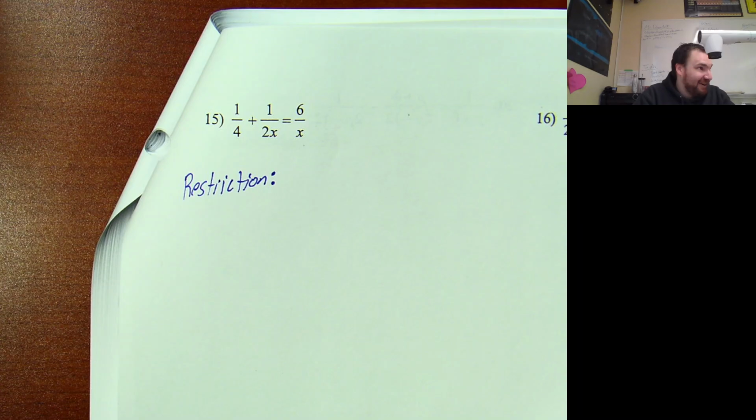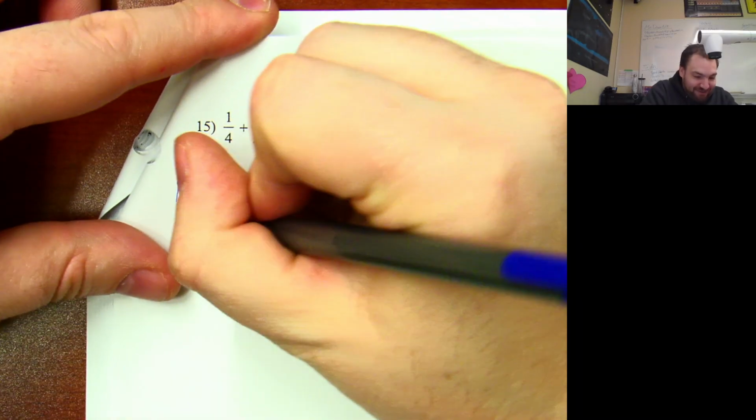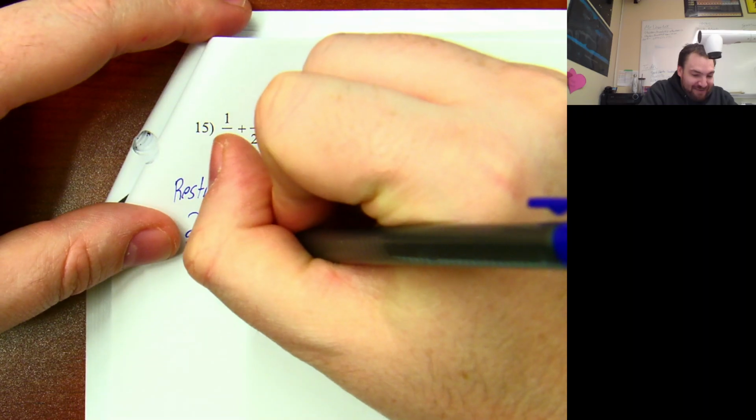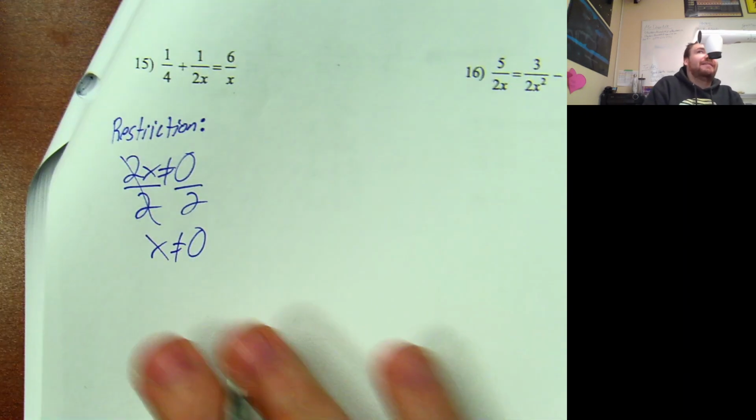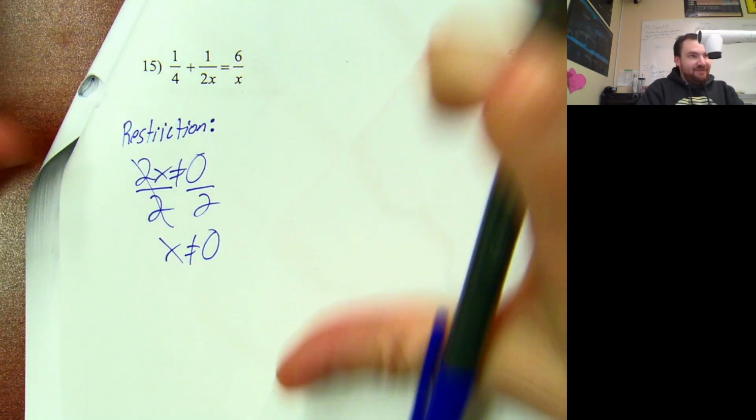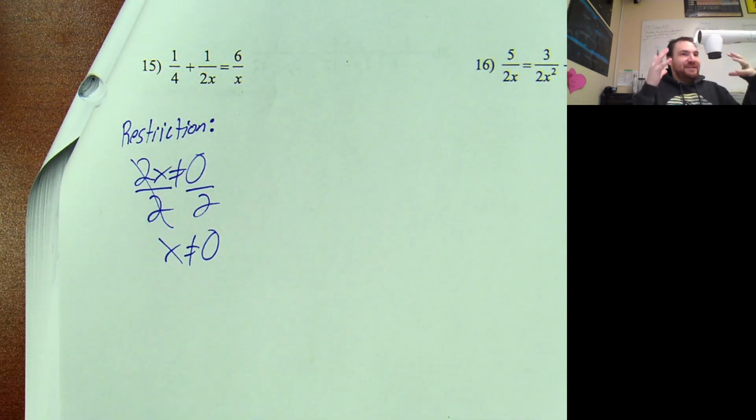Carolyn, what are we going to do? 2x is not allowed to equal 0. Divide by 2, divide by 2, x is not allowed to equal 0. We've done this a lot. This is the simplest part of the question. We take the denominators, set them so they cannot equal 0, and solve. I wonder how much effective practicing we've been doing, if Carolyn's the only one that can do that at this point.